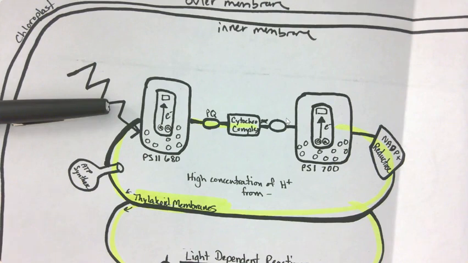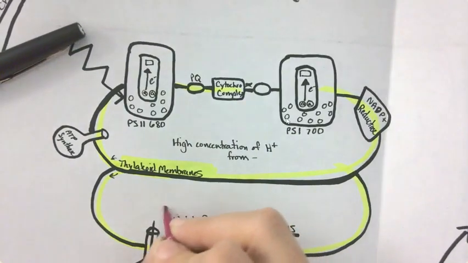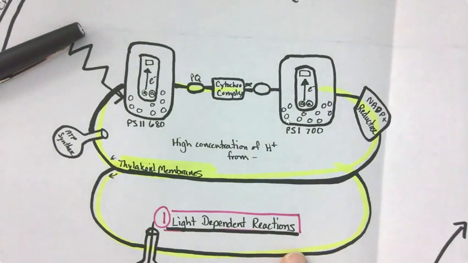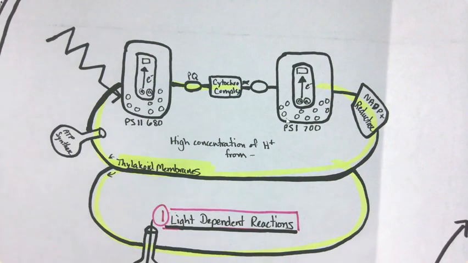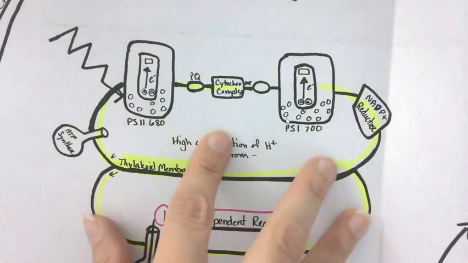So let's get into the details of the first step of photosynthesis. There are 2 parts, known as the light-dependent reactions. The first step of photosynthesis is known as the light-dependent reaction because it needs light in order to work, and it occurs on these thylakoid membranes. The second part of photosynthesis is called the light-independent reactions, but that will be in a different video.